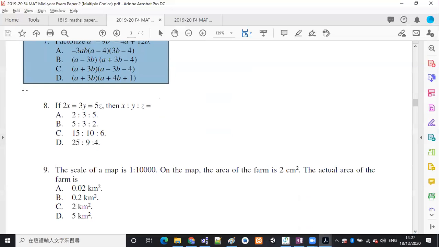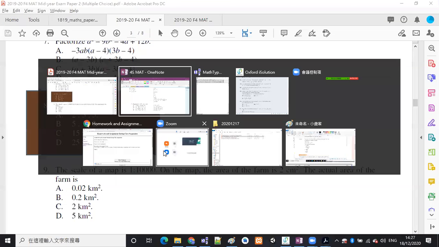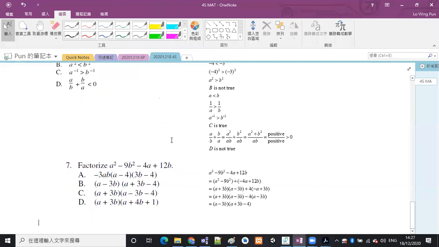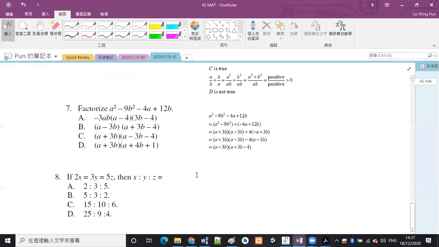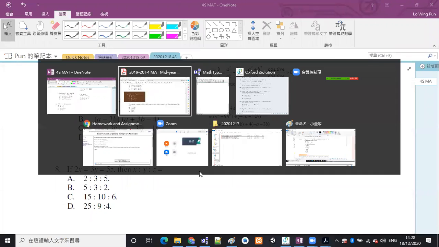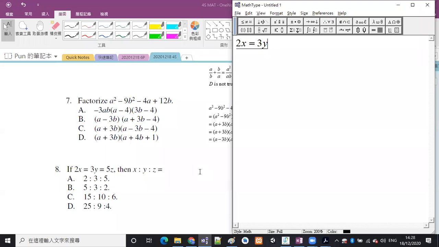Number 8. So ratio 2x equals 3y equals 5z. Okay, I want to find the ratio of x to y to z.